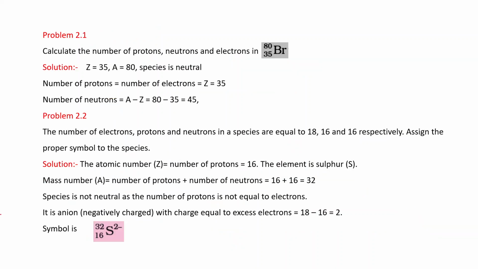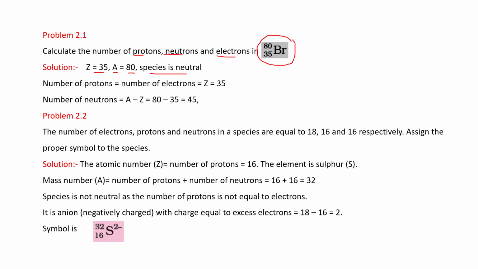Okay. Now see some question. Calculate the number of protons, neutrons and electrons in this atom. Okay. Now if we observe this representation, then we can say Z is equal to 35, that is atomic number is 35 and A is mass number is 80 and species is neutral because it is not carrying any charge.